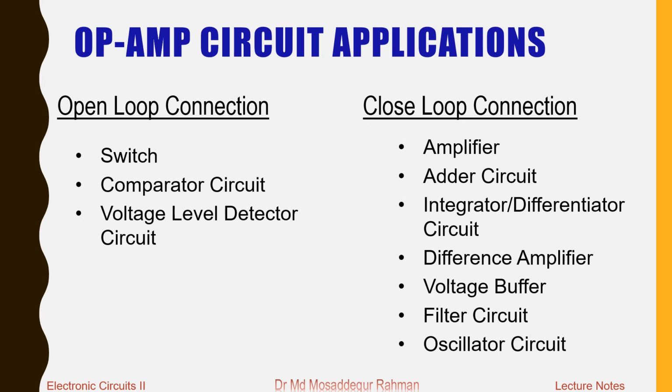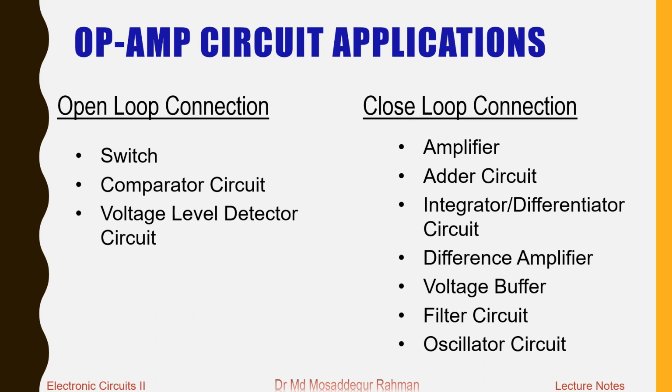In closed loop connection, we can have many different applications. First of all, we can use this as an amplifier. In open loop, interestingly, we cannot use the op-amp as an amplifier. But in closed loop, we can use the op-amp as an amplifier, and not only as an amplifier, we can use it in many different applications.